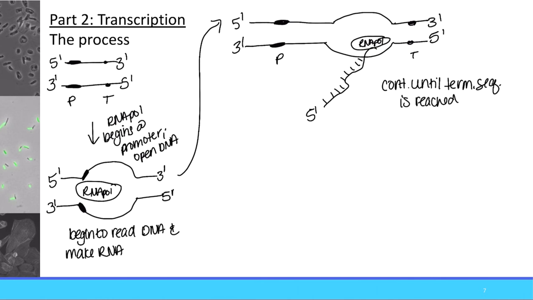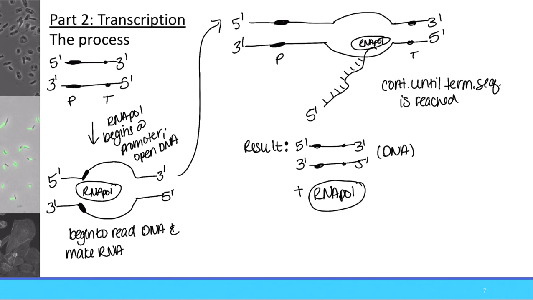When that terminator sequence is reached, RNA polymerase falls off, and at the end of transcription, our result is we end up with the DNA that we started. So that DNA does not change. We also have that RNA polymerase, and we also have a single-stranded RNA that is our mRNA. So this is our messenger RNA. This is our copy.